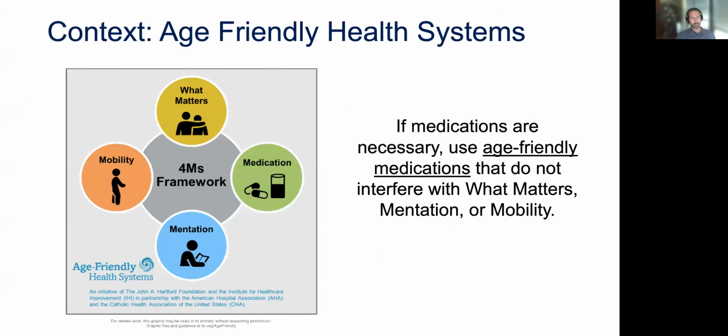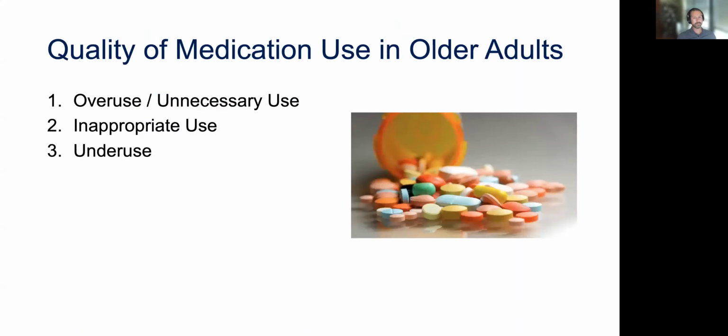Before we get started, I just wanted to point out in the context of the 4 M's, the age-friendly health systems, that medications are one of the M's. And of course, we want to be selecting medications that are evidence-based and at the very least are not going to interfere with the other M's. So we don't want to pick things that can impair an older adult's cognition or mobility or get away from their goals of care.